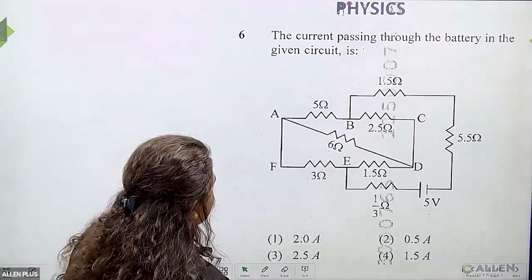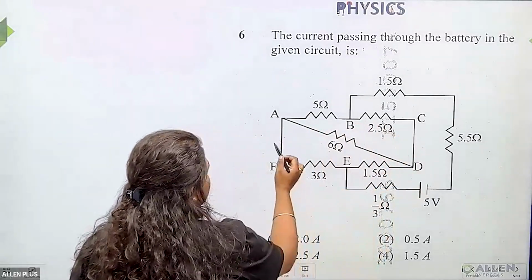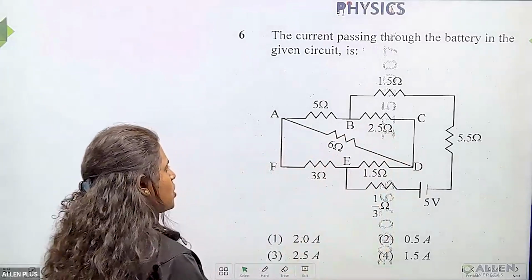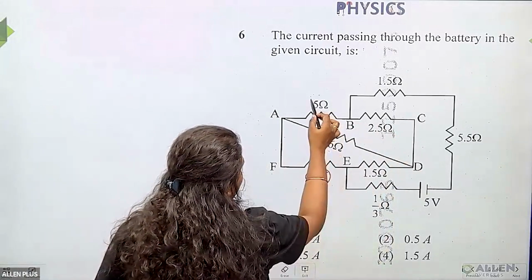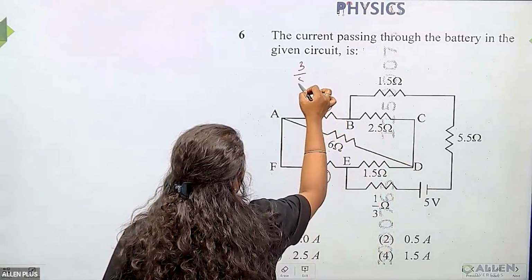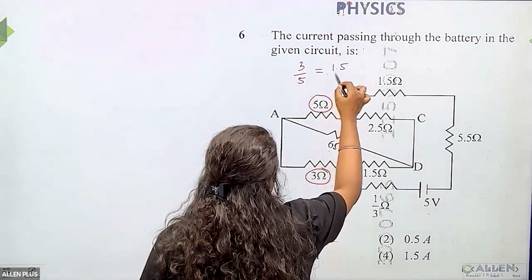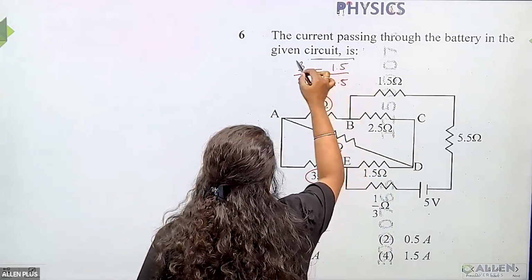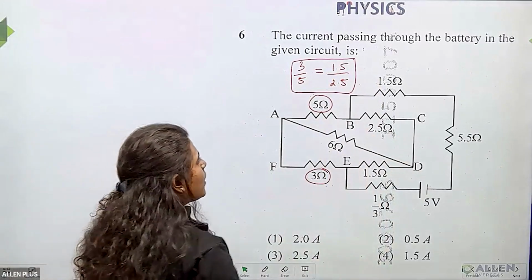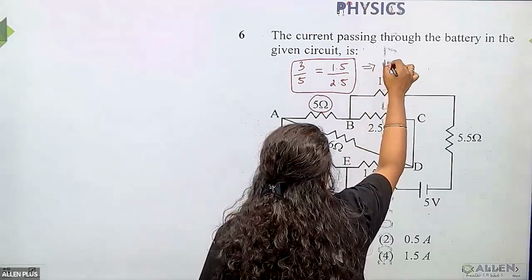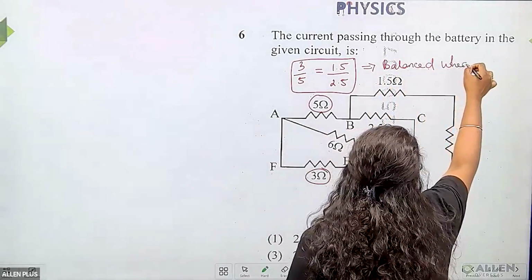If you see here, this particular configuration is somewhat similar to that of a Wheatstone bridge configuration. Here you see 3 and 5, 3 by 5. This can be equated to 1.5 divided by 2.5. If you can see here, the ratios on the arms of this particular branch are getting equated. This is nothing but the balanced Wheatstone bridge condition.